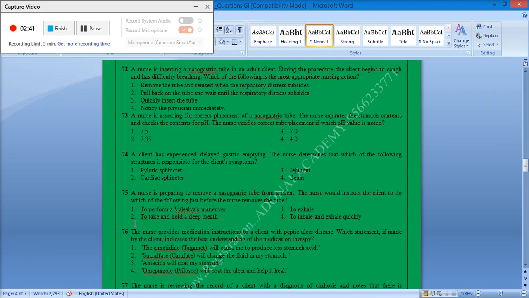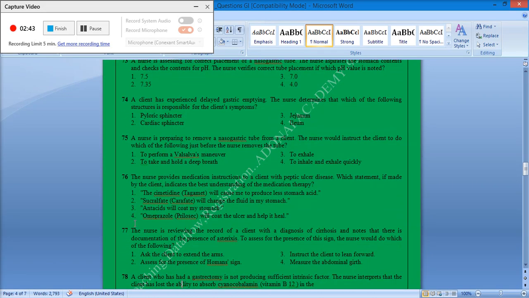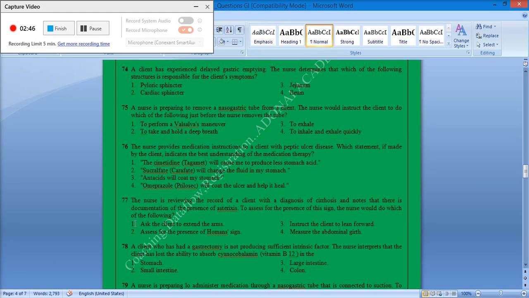75. A nurse is preparing to remove a nasogastric tube from a client. The nurse would instruct the client to do which of the following just before the nurse removes the tube? 1. To perform a Valsalva maneuver. 2. To take and hold a deep breath. 3. To exhale. 4. To inhale and exhale quickly. The correct answer is 2. To take and hold a deep breath.